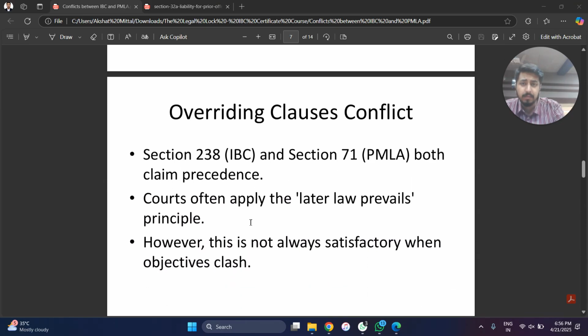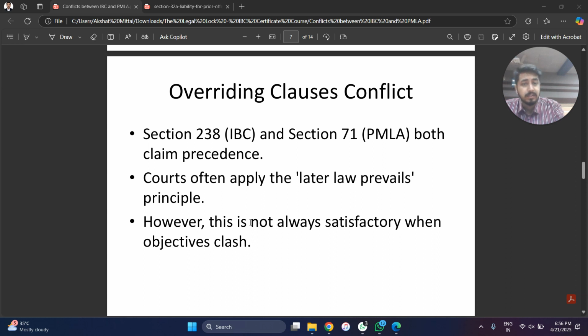For that purpose, the overriding clauses of these two legislations are looked into. First the overriding clause of section 238 of the IBC, and then the overriding clause of PMLA, that is section 71. Now these two overriding clauses are very similarly worded, and if we follow section 71, then it is clear that the PMLA has to take precedence. If we follow section 238 of IBC, it is very much clear that the IBC has to take precedence. But what is the clear position? Some of the courts have opined that the later law prevails, as we were discussing previously as well. But when the objectives of two legislations are distinct, but they are affecting the same set of parties, how do you resolve that clash?